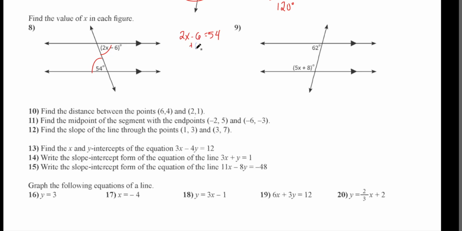So here we go. Plus 6, plus 6. That cancels. Bring down the 2x. 54 and 6 is 60. Divide both sides by 2. And then x is 30. Is that your answer? Yeah, because it just says find the value of x. So that's your answer right there. x equals 30.